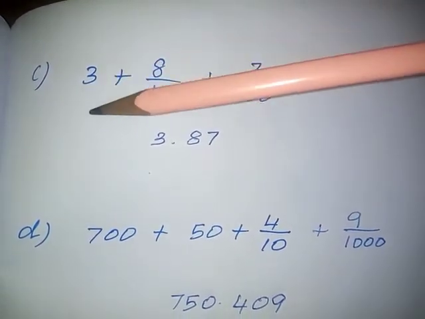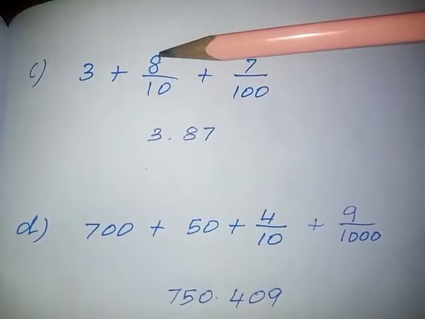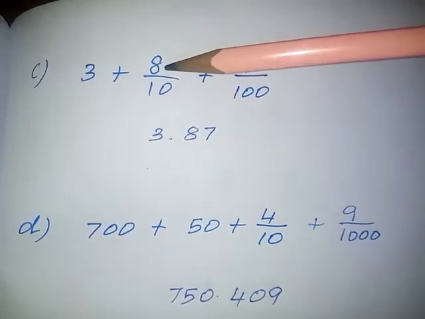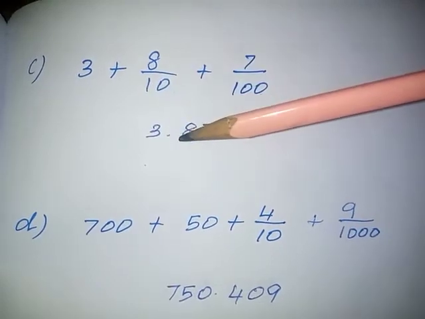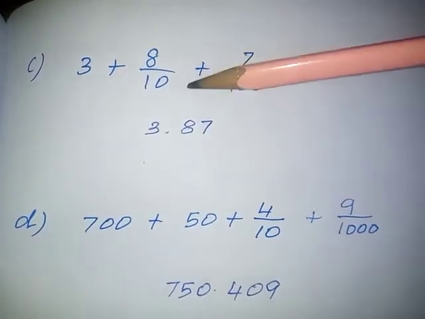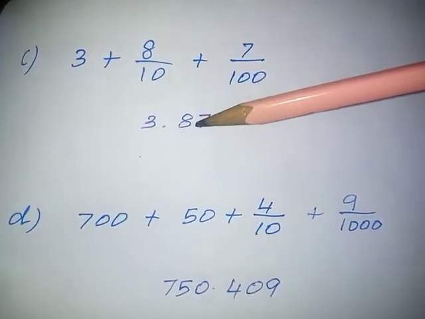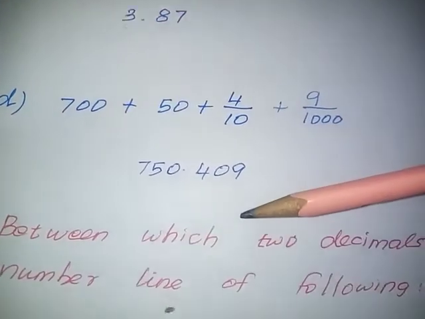Question number C: 3 plus 8 by 10 plus 7 by 100. Here the integral part is 3. Then the decimal part: tenth followed by hundredth. So the respective decimal value of the given number is 3.87.